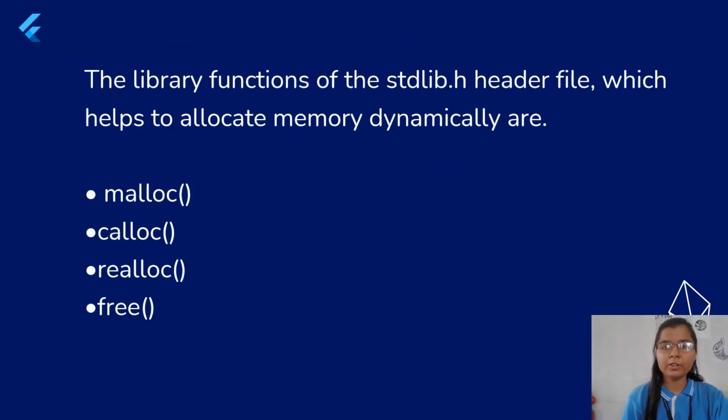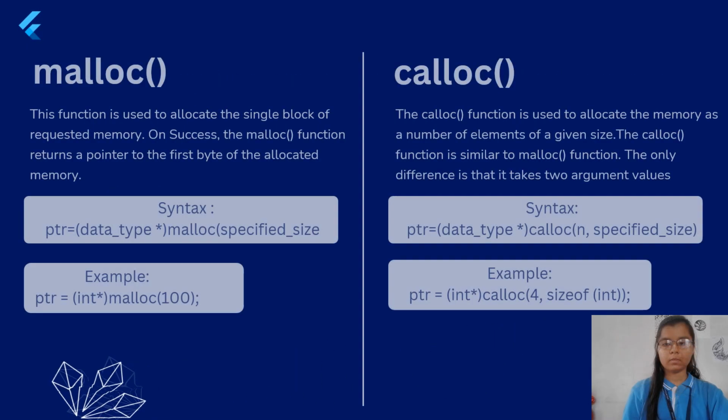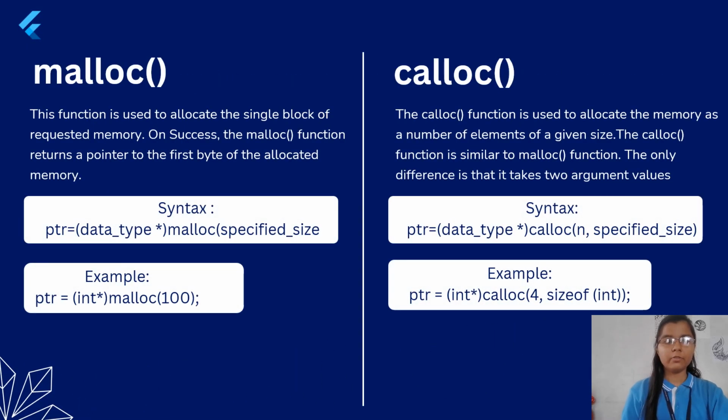The library functions of the standard header file include malloc, calloc, realloc, and free. First one is malloc. This function is used to allocate a single block of the requested memory. On success, the malloc function returns the pointer to the first byte of the allocated memory. The following is the syntax which is used for the malloc function declaration.